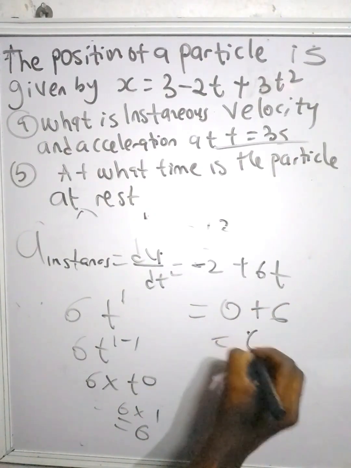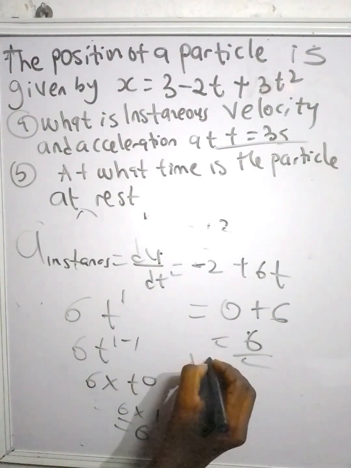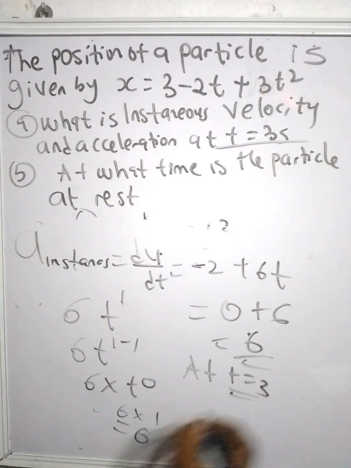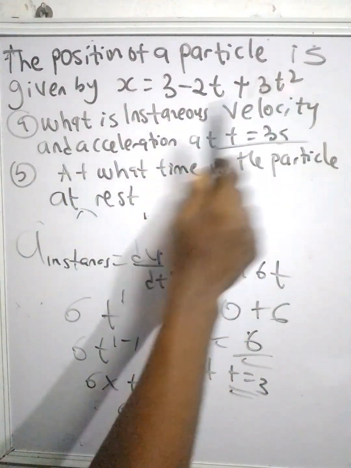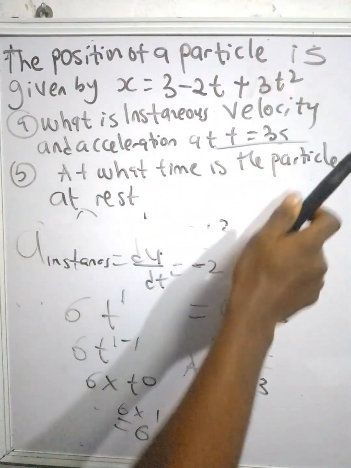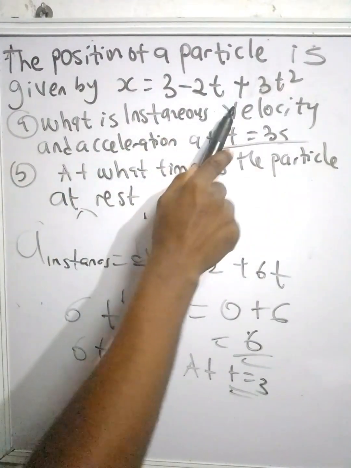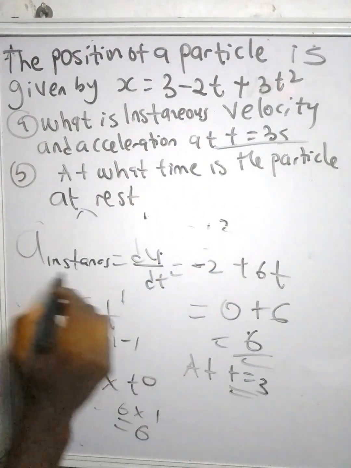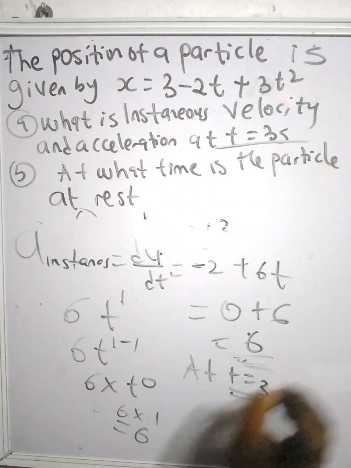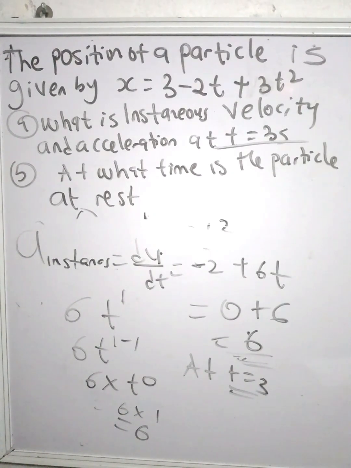That's 6. Now at time t equal to 3, because you are told to find the instantaneous velocity and acceleration at time t equal to 3 seconds, the instantaneous acceleration is still 6. I get my point. So that's the question.